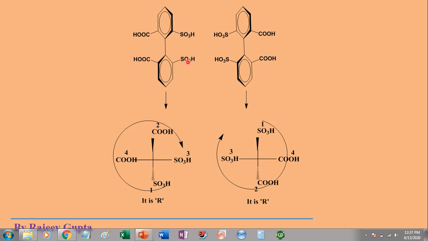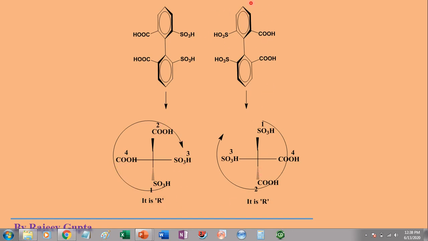Sulfonic acid is present on dash, so this sulfonic acid group comes here on dash. Now assign priority. Sulfur has a higher atomic number compared to carbon, so it gets 1, this is 2, this is 3 and 4. Now move 1 to 2 and 2 to 3, we get R. Clockwise direction, so R.